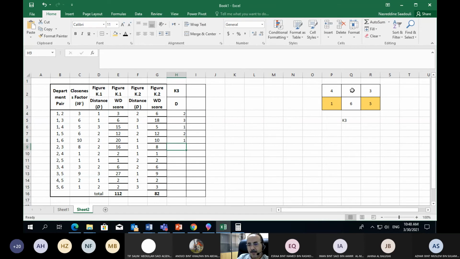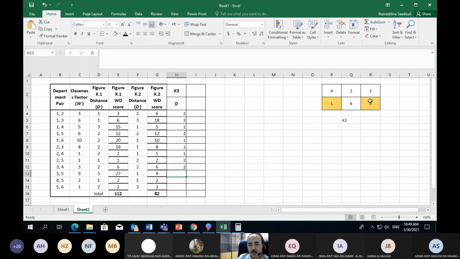2 to 3, next to each other. So 1 movement. 2 to 4, next to each other. This is 2, this is 4. So they're next to each other, which means 1. 2 to 5, this is 2, this is 5. So we're going to do 1, 2. Distance is therefore 2. 3 to 4, this is 3, this is 4. So 1, 2. 2 movements. And the distance is therefore 2.